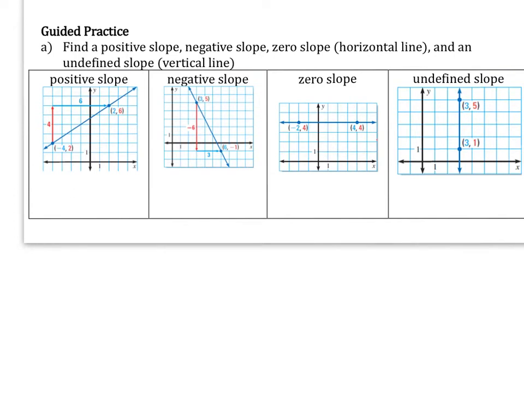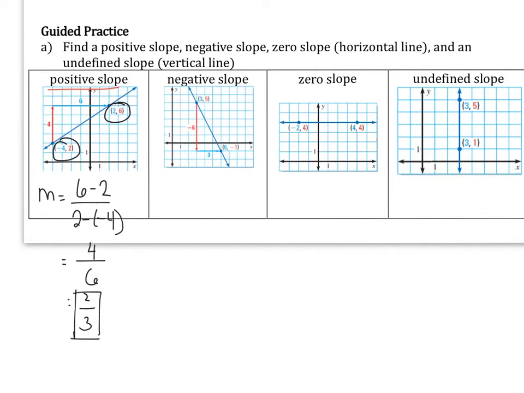So in the first example, we have a line with a positive slope. And you're given 2 points. So to use the formula, slope will be 6 minus 2 over 2 minus negative 4. And then we have 4 over 6. And your answer is 2/3.